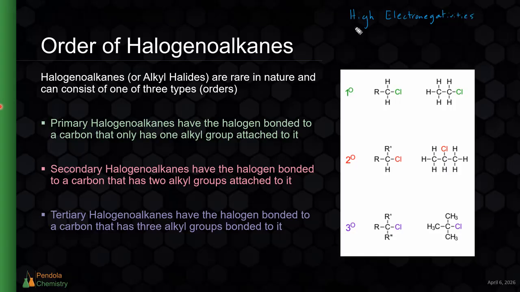So all the halogens have high electronegativities, and carbon has low electronegativity. And remember, X here means a halogen. Anytime we see the letter X being used, it usually means a halogen. And then carbon has a low electronegativity.